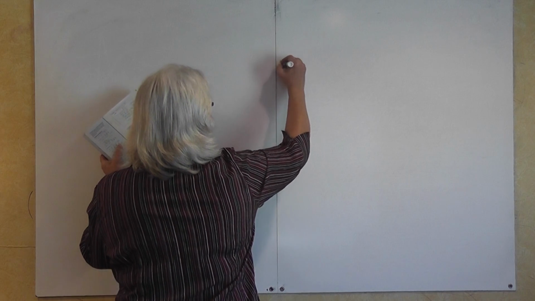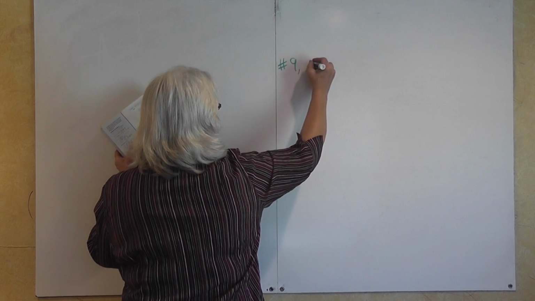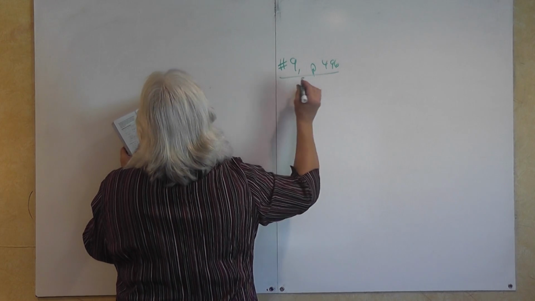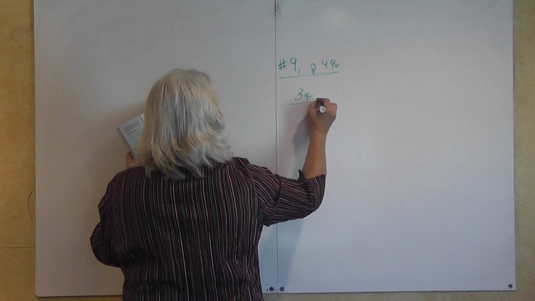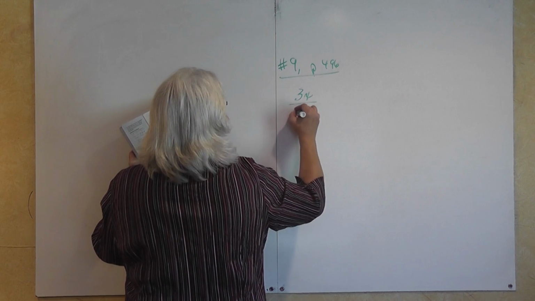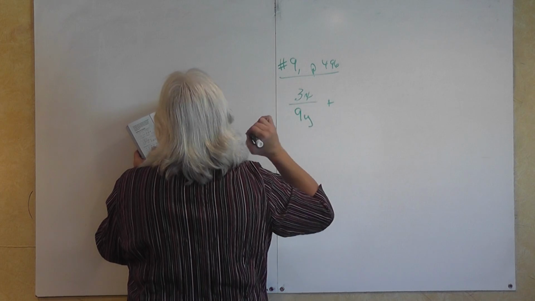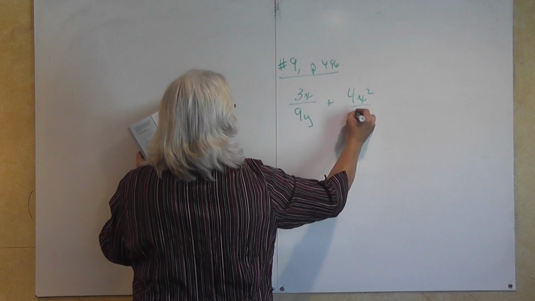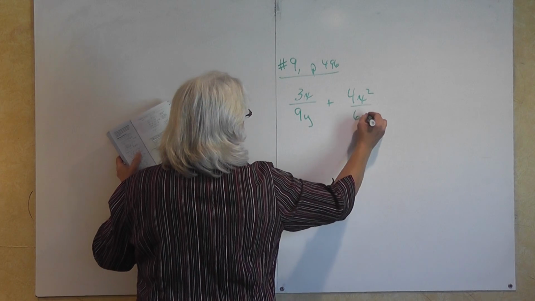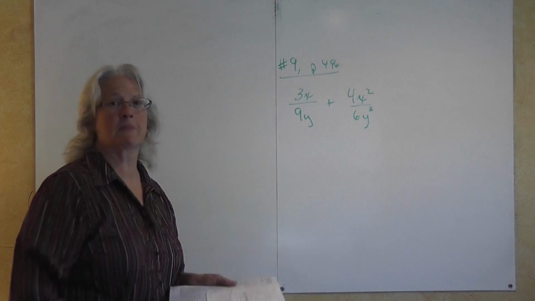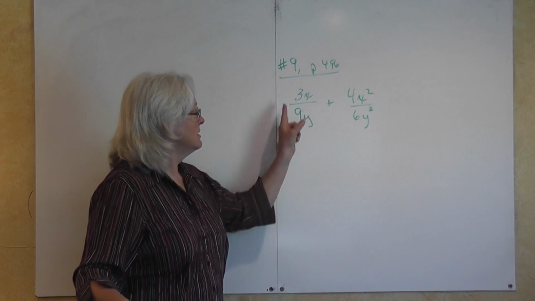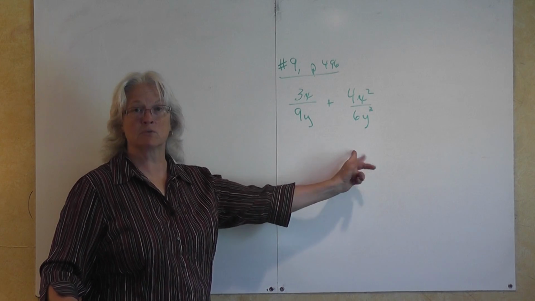I'm going to do problem number 9 on page 496. And this says we want to add 3x over 9y to 4x squared over 6y cubed. First thing that you want to do before you come up with a common denominator is look and see if these expressions are reduced to lowest terms, and they're not.